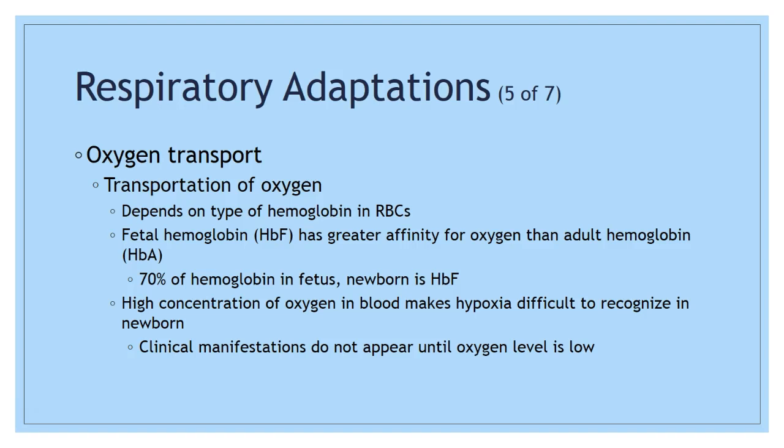So said in another way, fetal hemoglobin is mainly what the newborn has. And fetal hemoglobin has a greater affinity for oxygen, meaning it carries more than an adult hemoglobin does. So because the fetus has a really high concentration of oxygen in those red blood cells, it makes hypoxia difficult to recognize in babies. So you don't see signs until the oxygen level is already low.